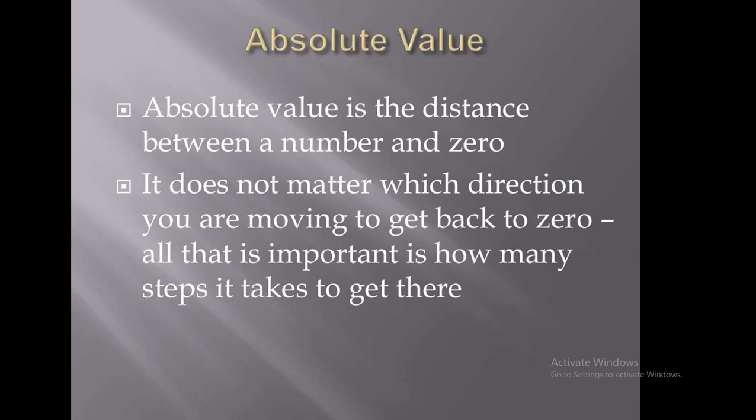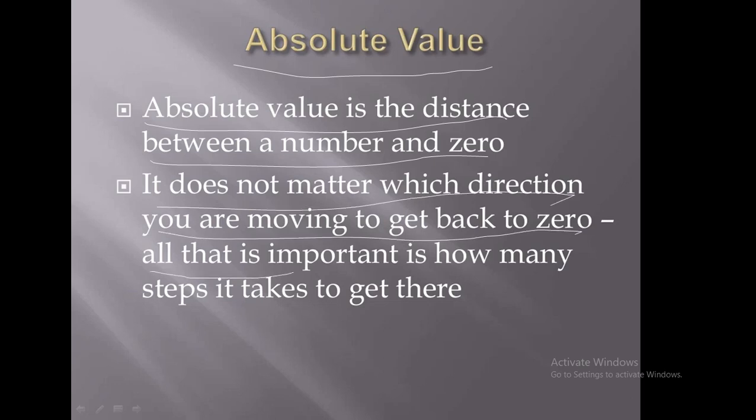Absolute value. When we are talking about absolute value, it is the distance between a number and 0. It does not matter which direction you are moving to get back to 0. All that is important is how many steps it takes to get there. So this is absolute value, and we always write absolute value in mod. Suppose the method of writing absolute value is like this: whatever number we write in absolute value, suppose a is any integer, the answer will be a.